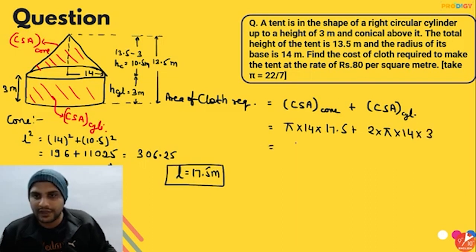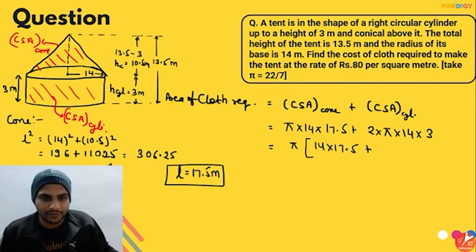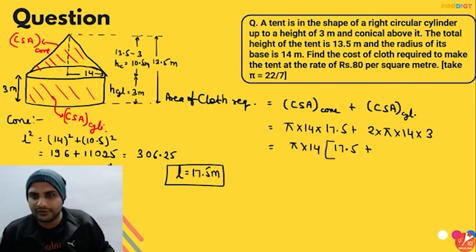So if I take pi common, here we have 14 into 17.5 and here 2 into 14. Achha, 14 also I can take common here. Let us take 14 also common. That way it will be easier. Calculation will become easier, right? So pi into 14, if I take common, we are left with 17.5, and here we are left with 2 into 3 is 6.